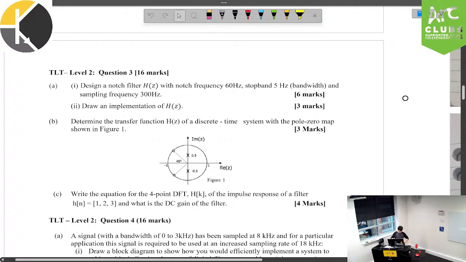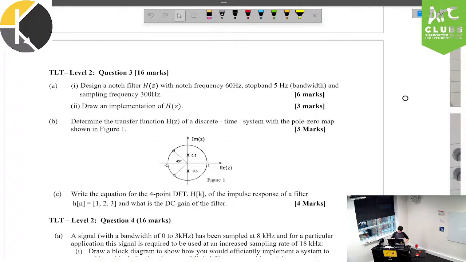So, question 3, we want to design a notch filter, H(z), with a notch frequency of 60 Hz, a stop band of 5 Hz as its bandwidth, and a sampling frequency of 300 Hz. So, I guess we can start converting things in here. If you have a sampling frequency of 300 Hz, 0 to 300 is the same as 0 to 2 pi. This is on frequency, this is on our digital. And so we convert it accordingly. 300 goes to 2 pi. Okay, so divide by 300, multiply by 2 pi is how we're going to convert.